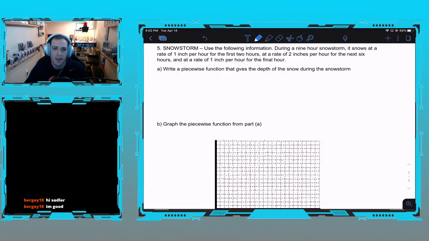So it says write a piecewise function that gives the depth of the snow during the snowstorm. My suggestion, I shouldn't have written it out this way. This was my bad when I created this question last year. I should have done the graph first, because creating the graph is going to be much easier than creating the equation. So we're going to do A and B backwards. So I want to do B first, and then I'm going to go back and do A.